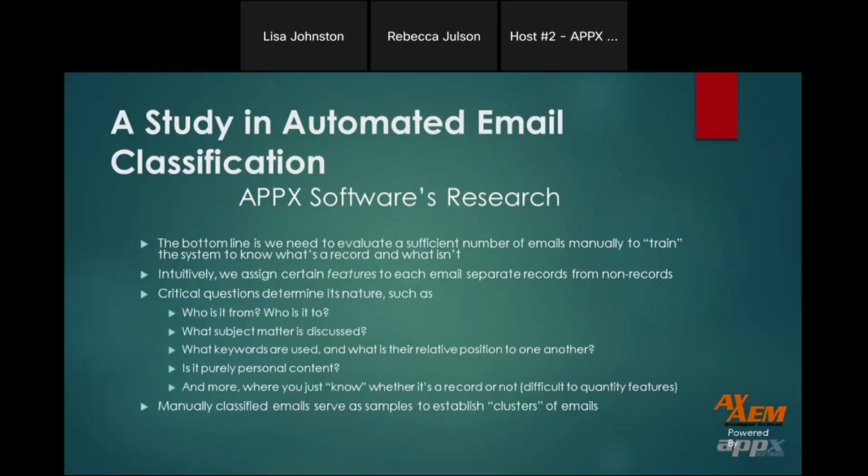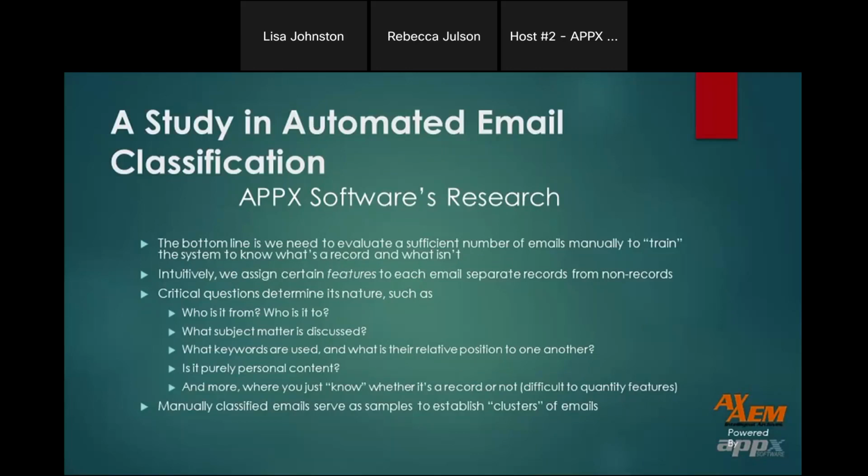So the bottom line is that we need to be able to take a certain segment of emails and train some system to say this one is a record and this one is not. If we're able to do that over, let's say, a few hundred or even maybe a few thousand emails, then we can come up with a system that is able to understand what comprises an email that's a record and which ones are not records, that they are non-records.